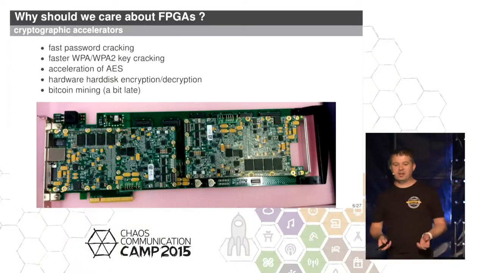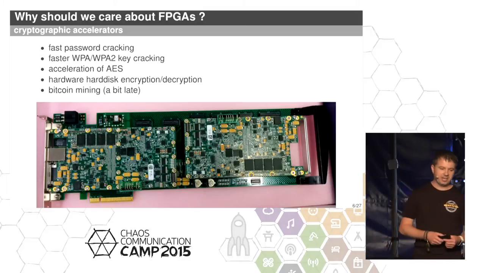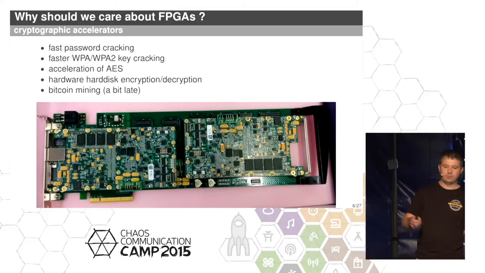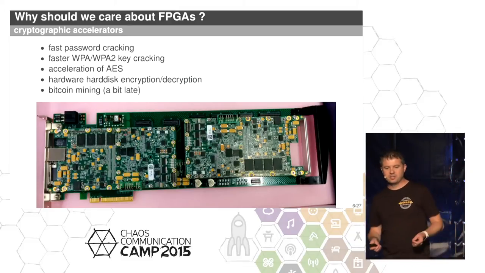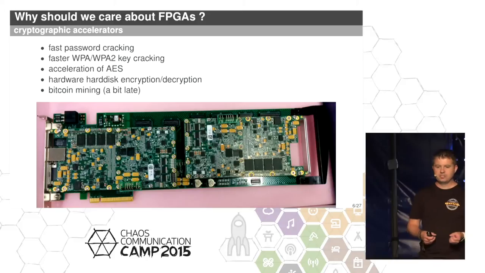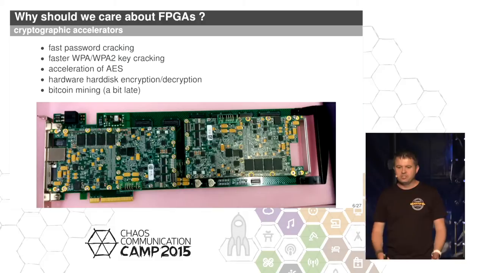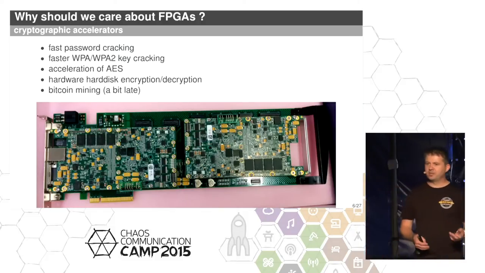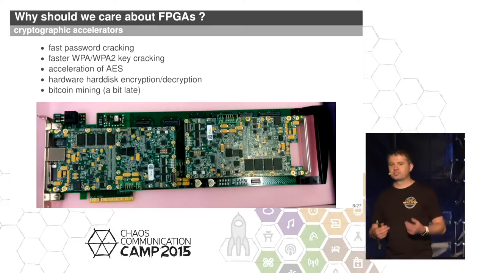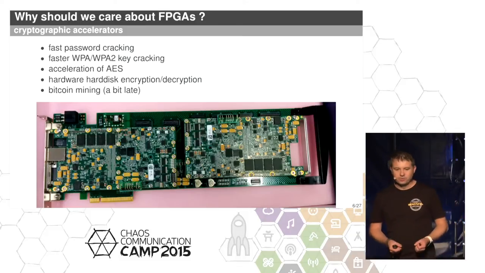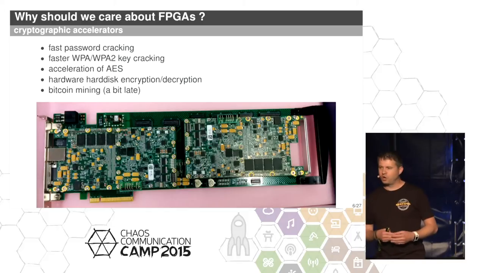Well, as a hacker, we can use them as cryptographic accelerators. We can use them to crack WPA or WPA2 keys faster. We can accelerate AES. For example, it would be cool if you start OpenVPN and it could use an FPGA to accelerate the crypto so the processor cores in your systems have not so much to do. You can even create some hard disk encryption in hardware on the FPGA.